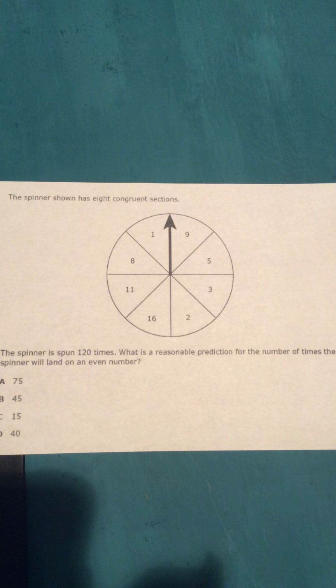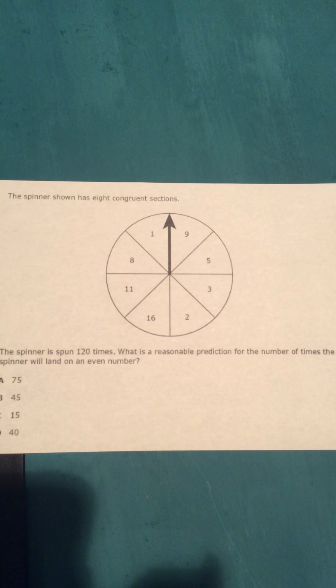Let's start off by reading the question. The spinner shown has 8 congruent sections. The spinner is spun 120 times. What is a reasonable prediction for the number of times the spinner will land on an even number?